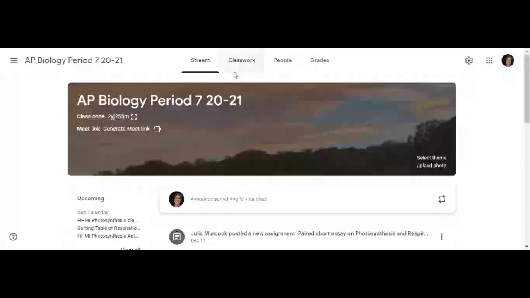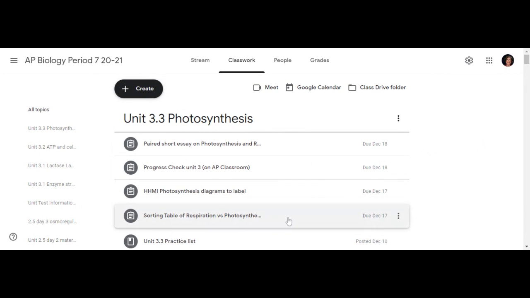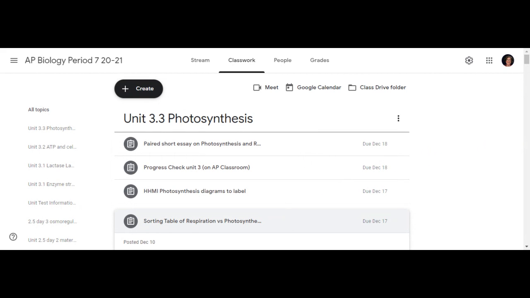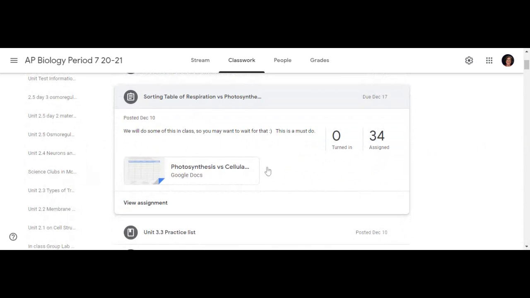In your Google Classroom, there is a sorting sheet that's one of your must-dos, and I thought we might just do that together so that you have that done. You don't have to worry about it. And I think you could probably use some guidance on that. So let's take a look at that. So your sorting sheet looks like this. Sorting table of respiration and photosynthesis, right there.